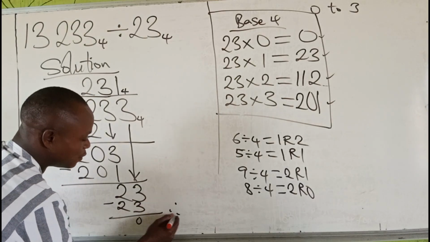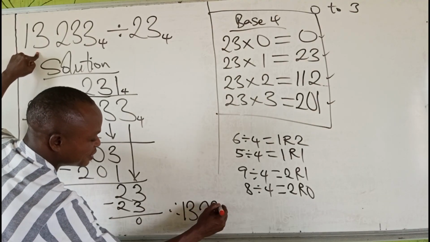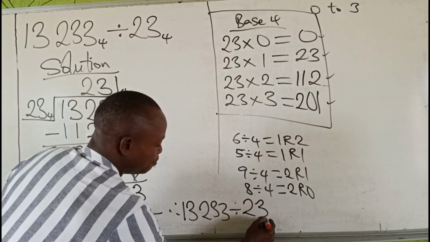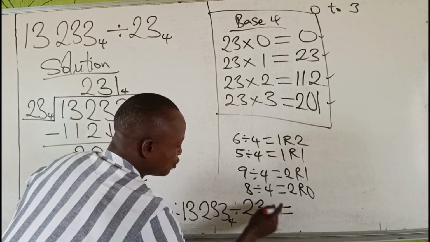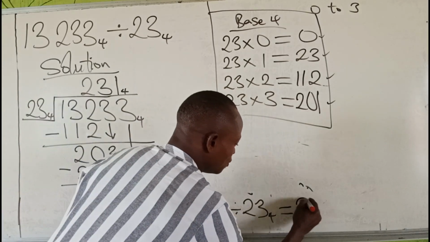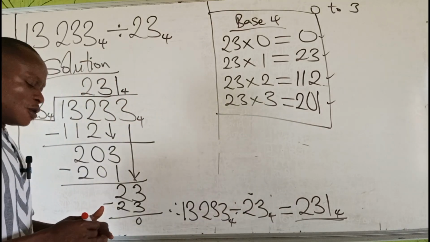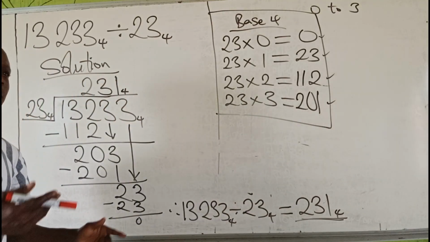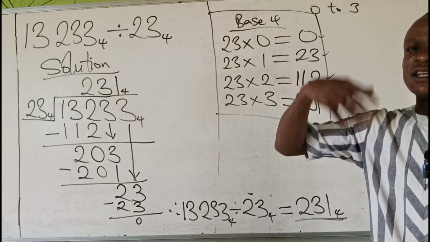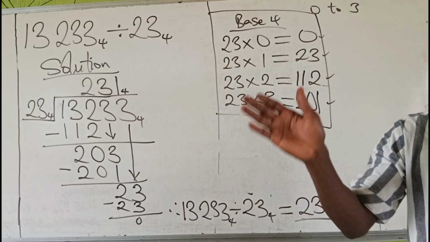So we can say, therefore, that 13,233 divided by 23 in base 4 is equal to 231 base 4. That is our answer. Of course, you can confirm this answer by converting these numbers to base 10, then dividing in base 10. Thereafter, change your answer back to base 4. You will still arrive at this answer. Bye.